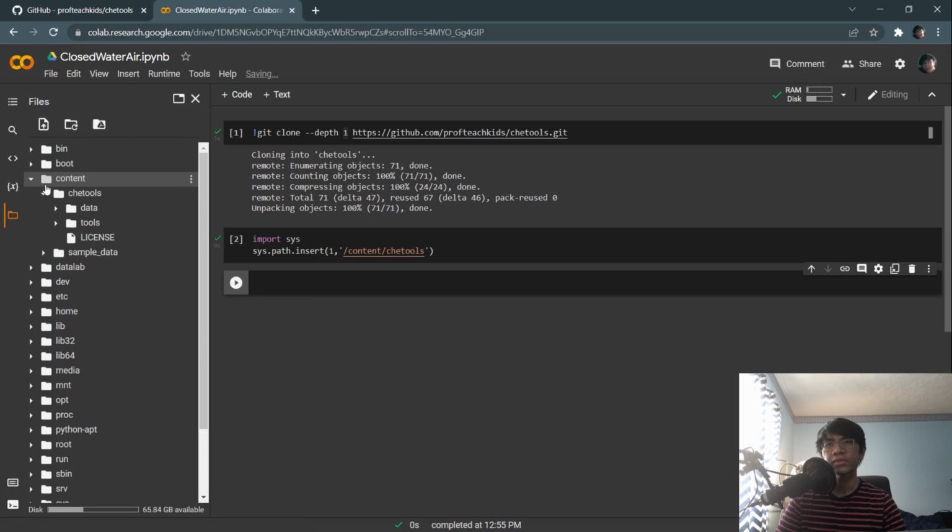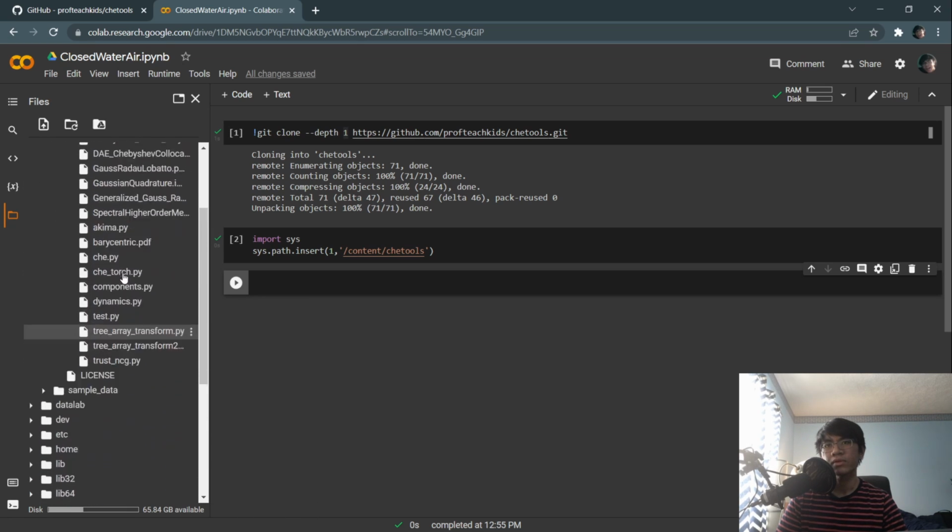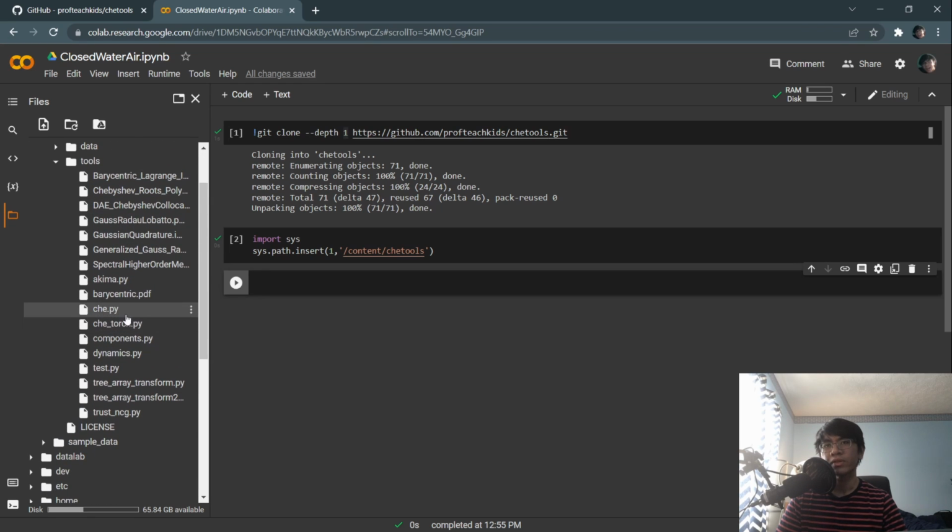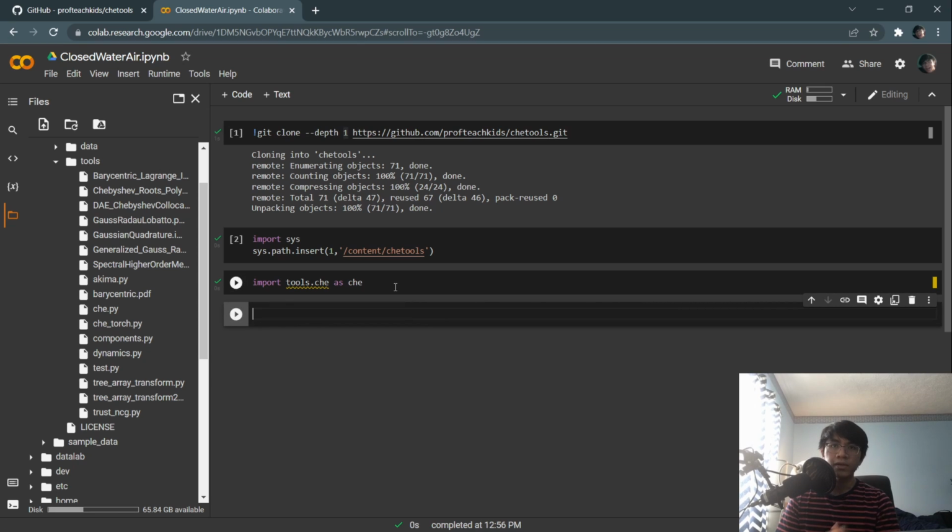So we're going to import. From content and CHE tools, we go to his tools, and like we said earlier, these are some code that he's written. We want the che.py. That is the Python code that we're going to copy and use, or I guess import. So how do we want to do it? Import tools.che as CHE, so we don't have to type tools.che every single time. And now that should go ahead. Yep, shift enter. We've done that.